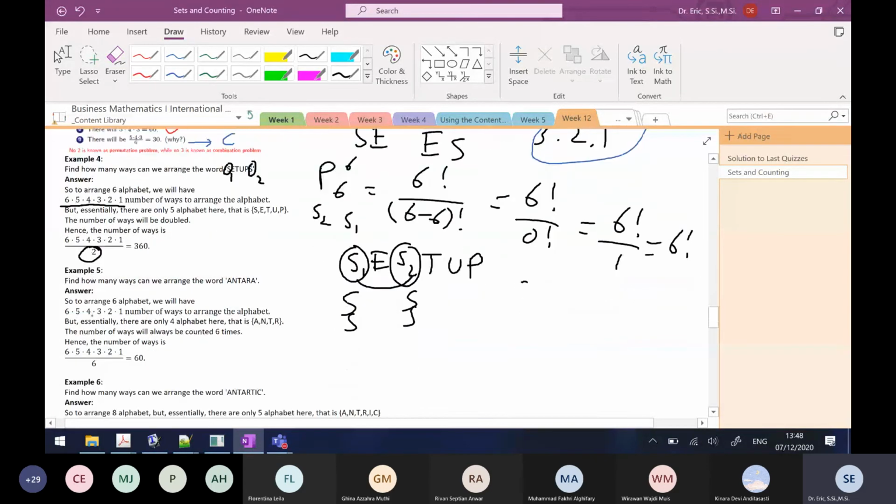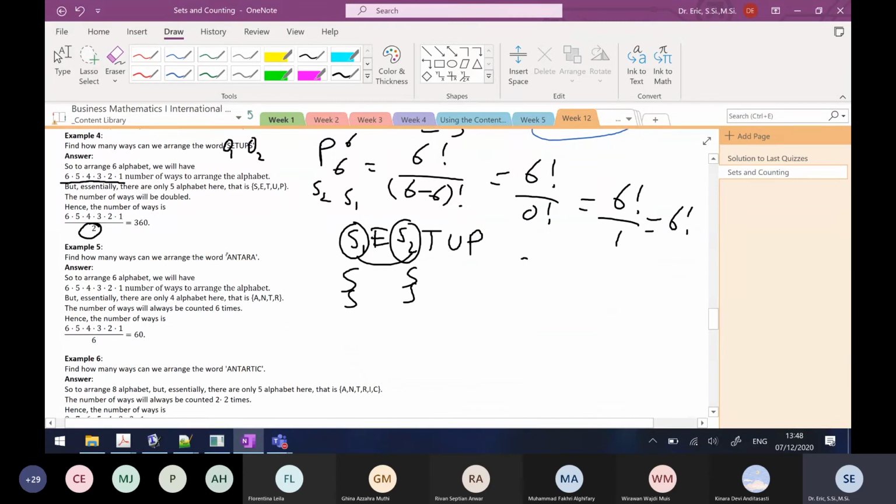What about this one? Find how many ways we can arrange the word ANTARA. So you have to arrange 6 letters, so you will have 6 factorial. But there are 3 A's, so you can consider them as A1, A2, and A3.